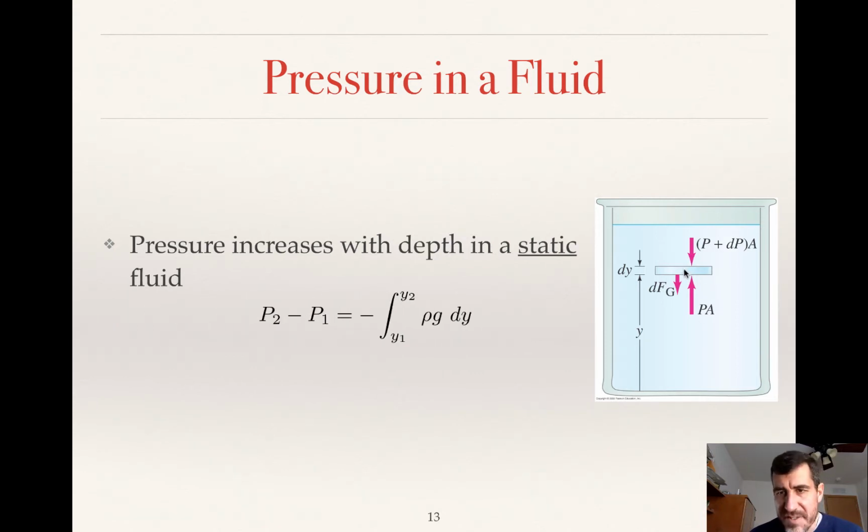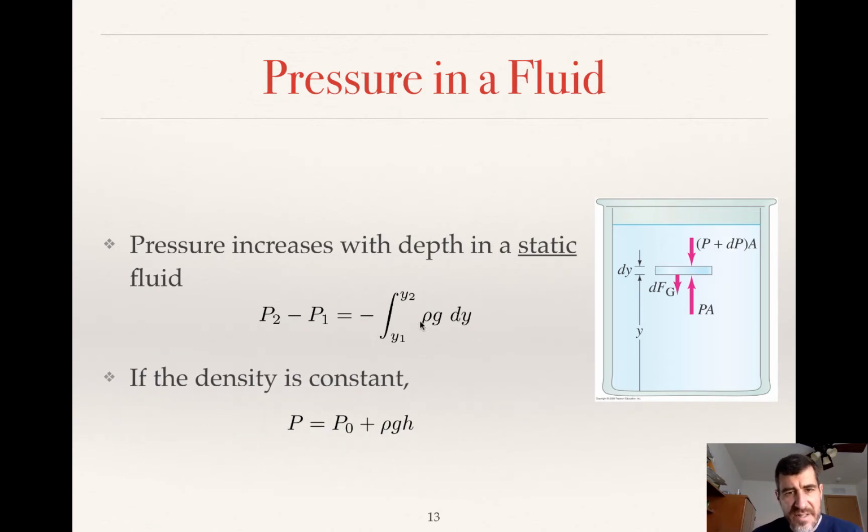Now the reason for that is actually pretty simple. Imagine you have some little bit of your fluid here. Well, that little bit of fluid has a weight. And the weight of that fluid is going to be related to the density times the acceleration due to gravity, little g, times the amount of fluid you have. So if your density is varying with depth, then you have to do an integral. If the density is constant, things get a little bit simpler. But in general, this is how you calculate how much the pressure increases with depth.